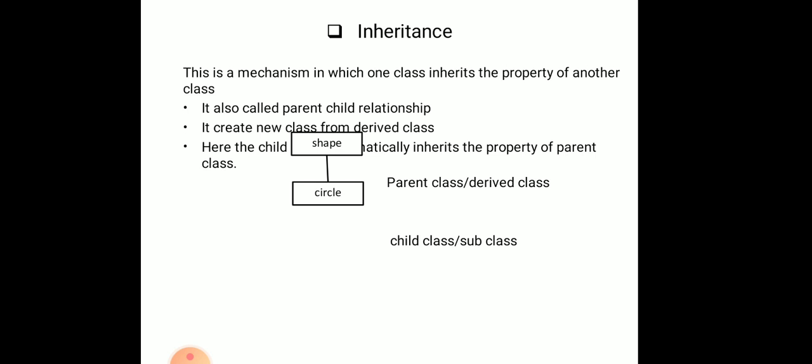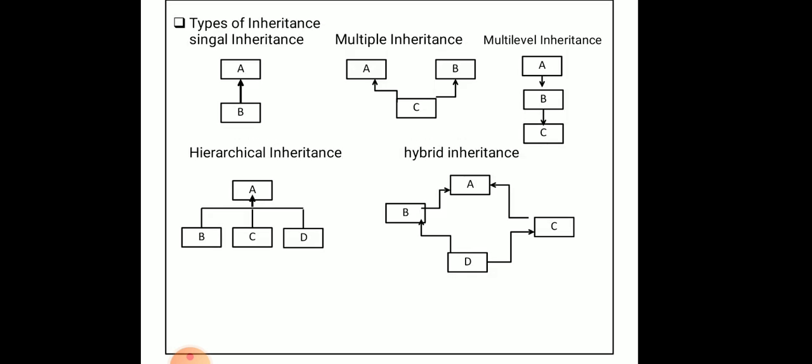Here we will see Shape is a parent class and Circle is a child class or subclass. The parent class is also called a derived class, existing class or superclass, and the child class is also called a new class, child class, or subclass.